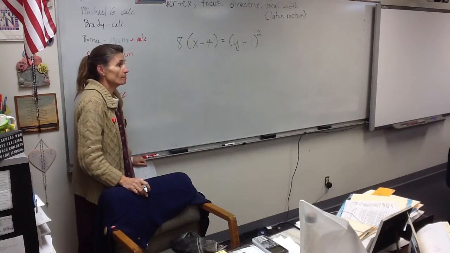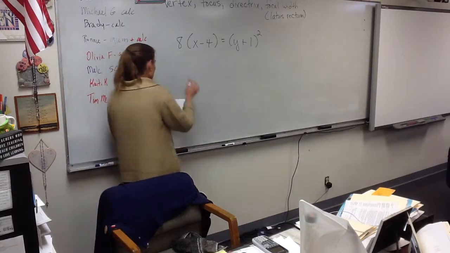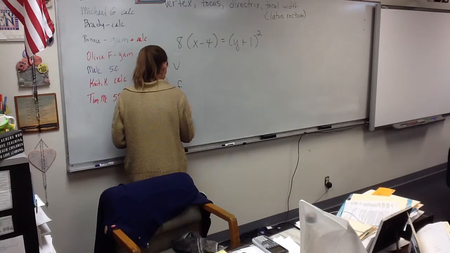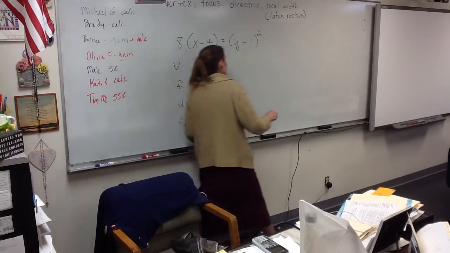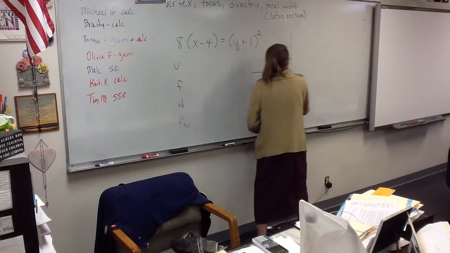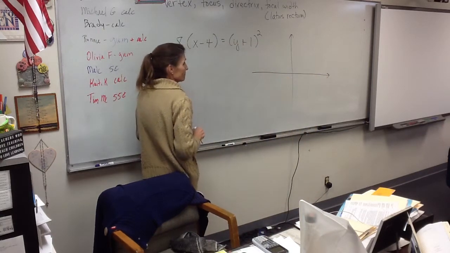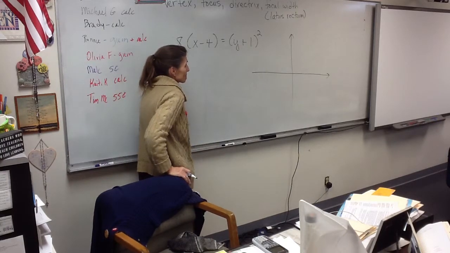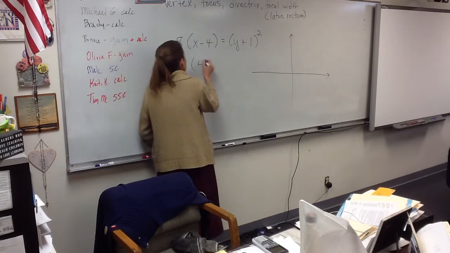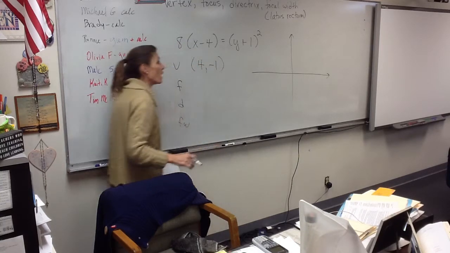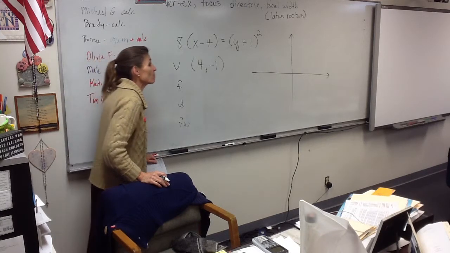Here's our equation. And we're going to find the vertex, the focus, the directrix, and the focal width, just like we've been doing. So Abby Brady, 2 of these get filled in with no work. What's the vertex? 4, -1. Abby, do you understand why it has to be 4, -1?